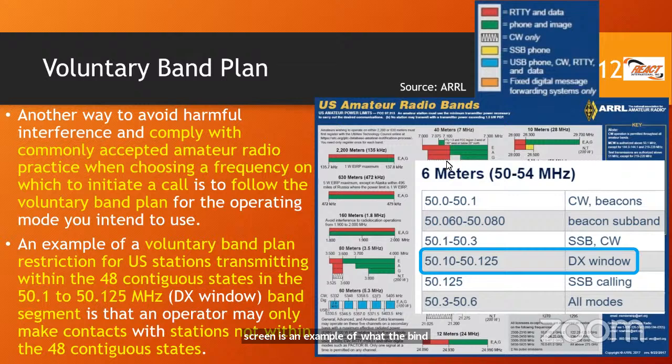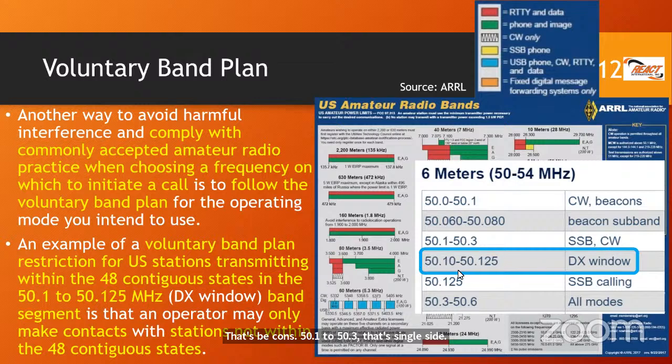And we have just sort of exploded or honed in on a particular band, the 6-meter band, which is 50 to 54 megahertz. And we are seeing that from 50 to 50.1, that's for CW or Morse code and beacons. 50.060 to 50.080, that's beacons. 50.1 to 50.3, that's single sideband CW, right?